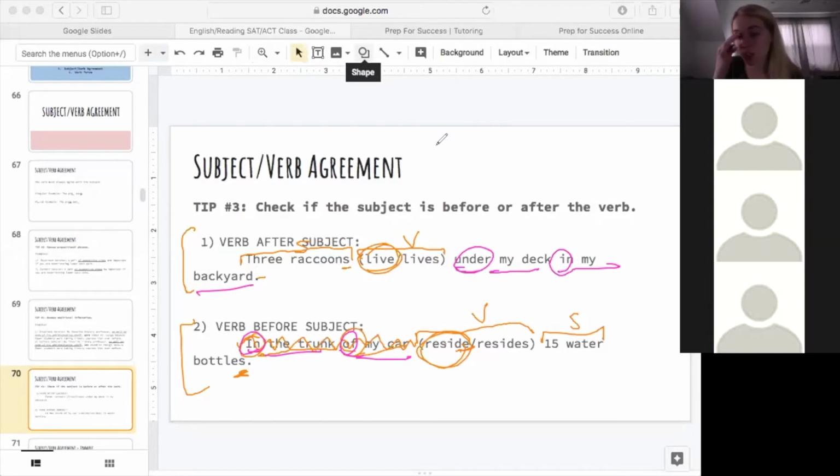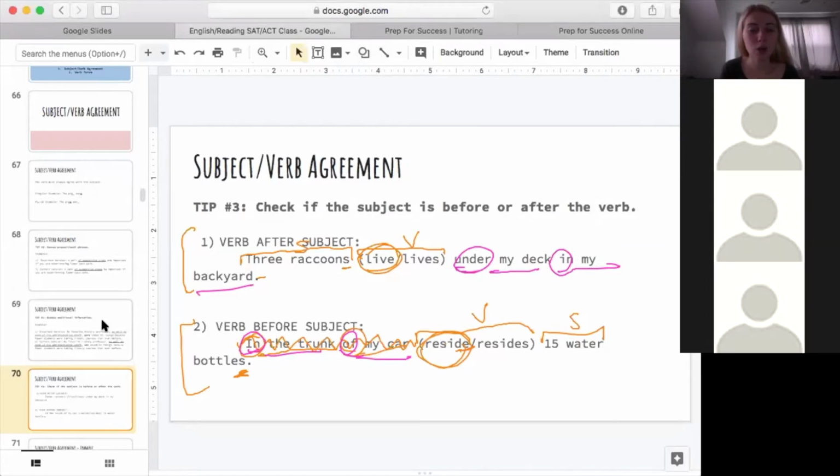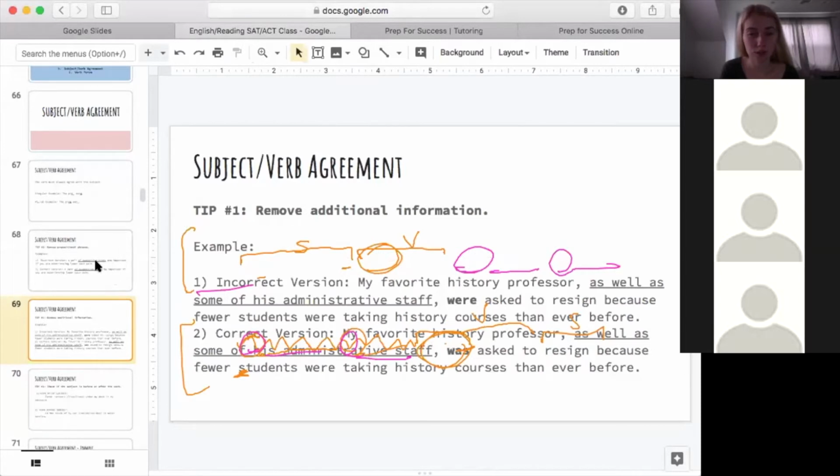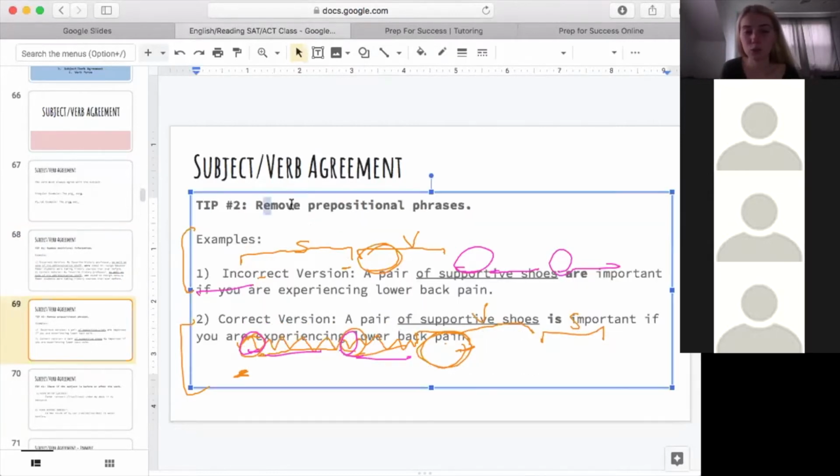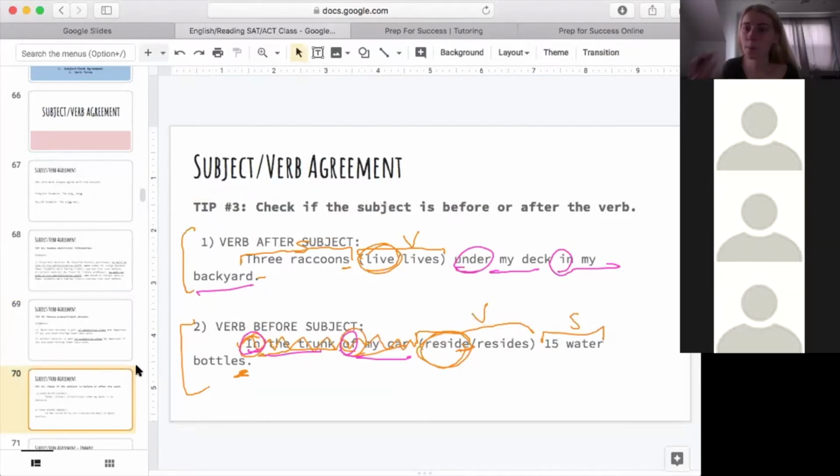So got a question here. Wait, why do we cross out in the trunk of my car part again? Just simply because it's a preposition. Remember going back to our rule over on tip 1 and tip 2. Tip 1 was simply remove any additional information. Our next rule was remove all prepositional phrases. So that's how you determine what my subject and what my verb is in the sentence.